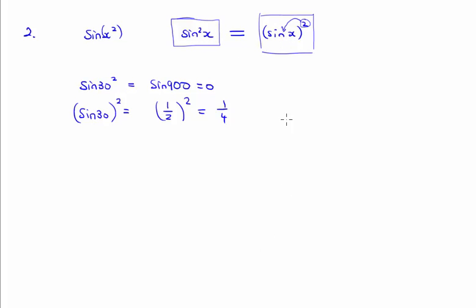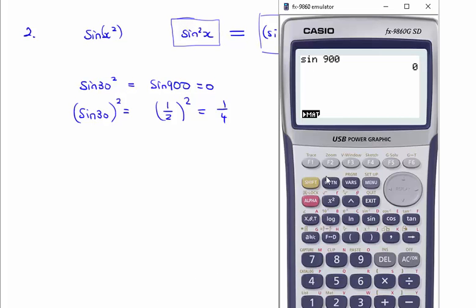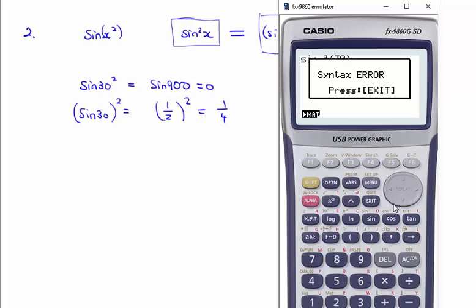But most calculators would not allow you to put square just above sine. If you have a look at this calculator, it doesn't allow you to do that. If you actually do sine and then put square there, and then do 30, what would I get? Enter. Well, that's a syntax error. So it doesn't actually allow it.